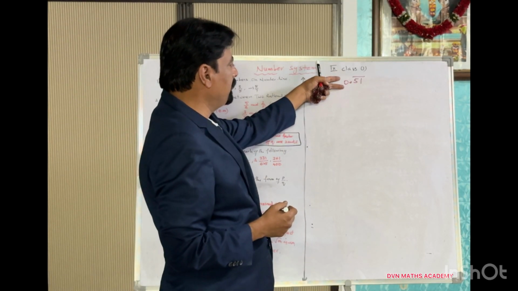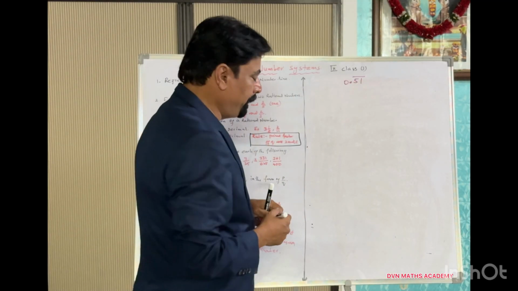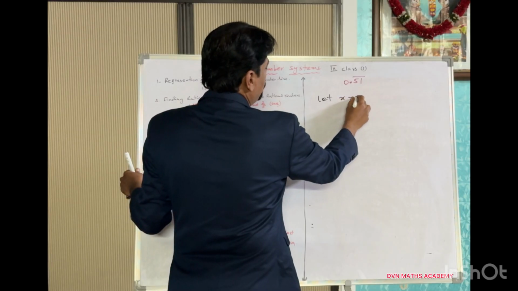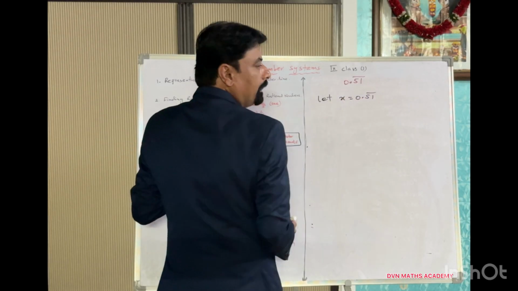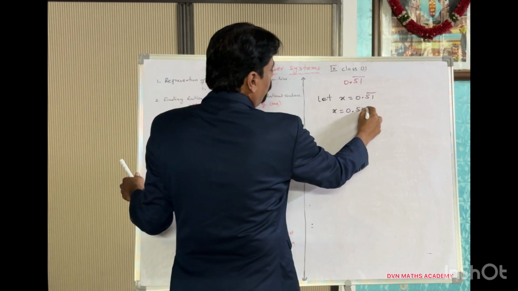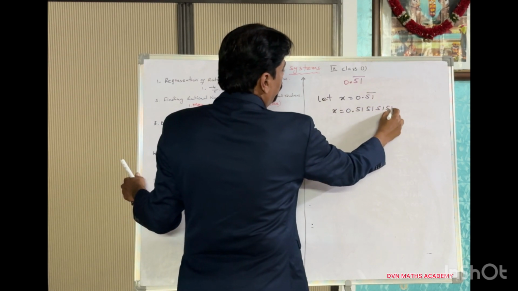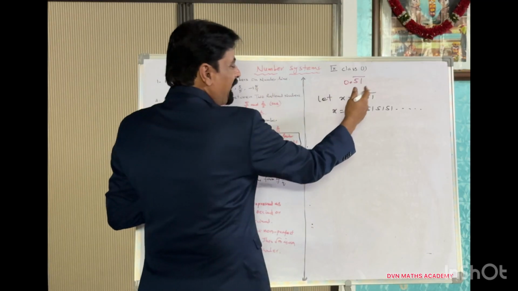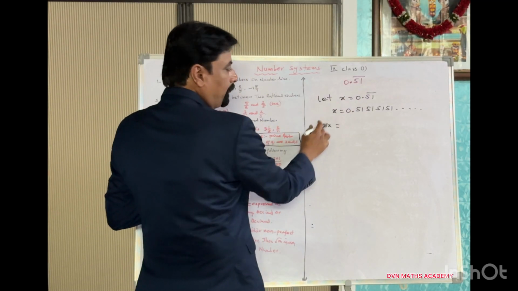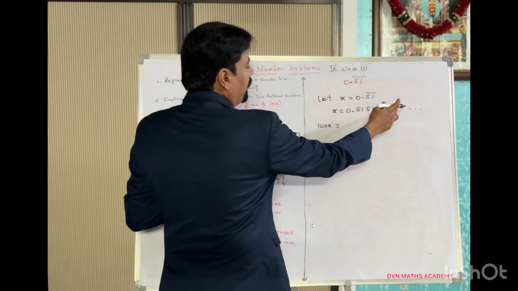Now I want to convert this into the P by Q form. Let x be equal to 0.51 bar. Therefore x is equal to 0.515151 dot. Here 2 decimals are repeating, so you write 100x. I am multiplying 100 to the LHS, and you want to multiply 100 with the RHS.